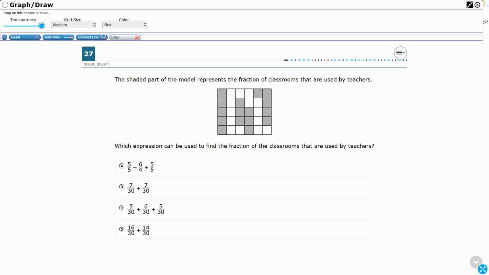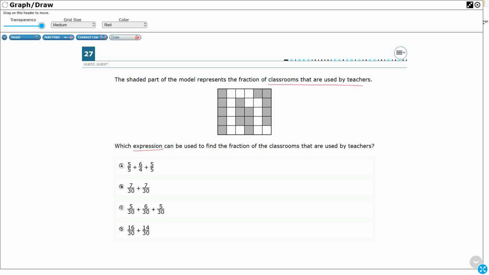All right, so we've got a shaded model here, and it looks like it's some type of pattern. Not all the shaded parts are connected, so we're going to have to count those up. The shaded model represents the fraction of classrooms that are used by teachers, and we need to find an expression. You notice all of our expressions down here are addition expressions that can be used to find the fraction of the classrooms used by teachers. So really, we're just trying to figure out what this model actually shows.